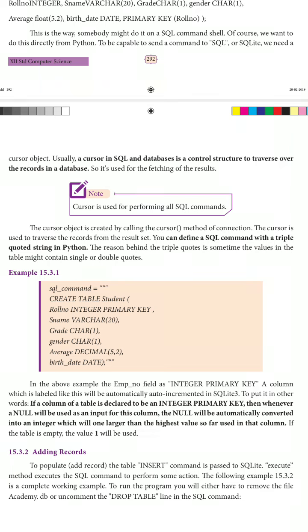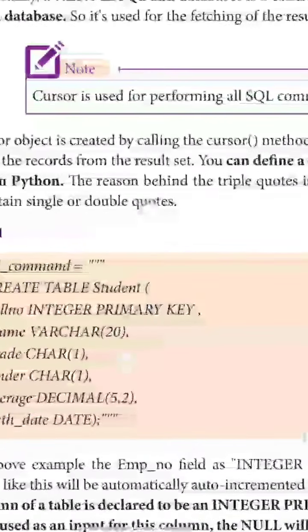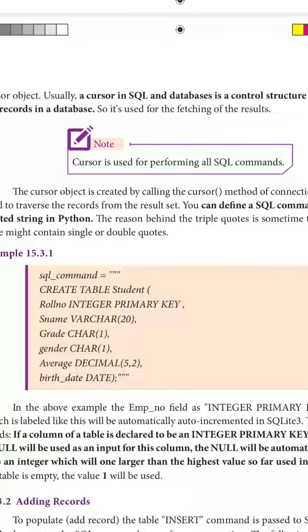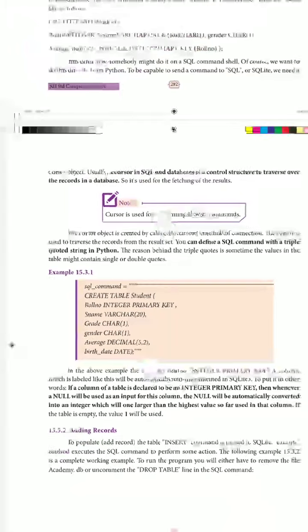The reason behind the triple quotes is that sometimes the values of the table might contain single or double quotes. So that's why you can see they have used triple double quotes, so the double quote is repeated 3 times. This will create a perfect SQL command. Inside that we have given the SQL command which we have seen in the previous chapters.